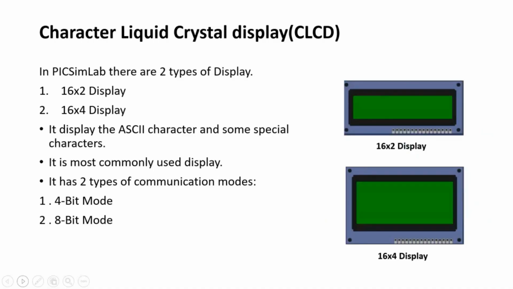Character Liquid Crystal Display (CLCD). In PIC lab, there are two types of display. First is 16x2 display and second is 16x4 display. It displays the ASCII characters and some special characters. It is the most commonly used display.